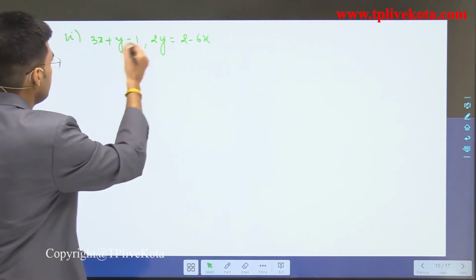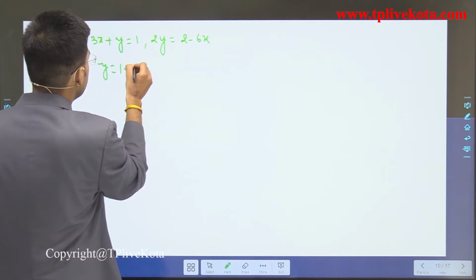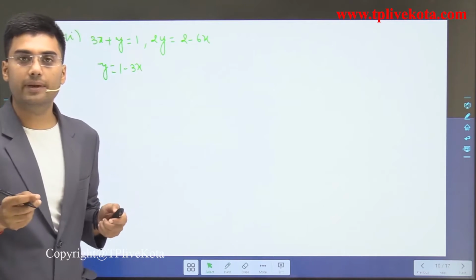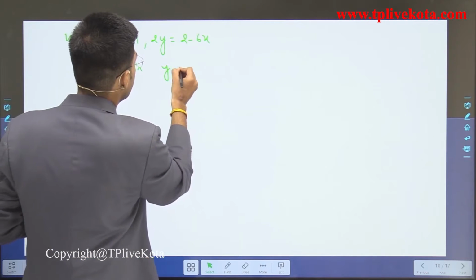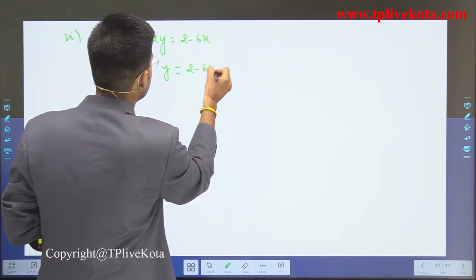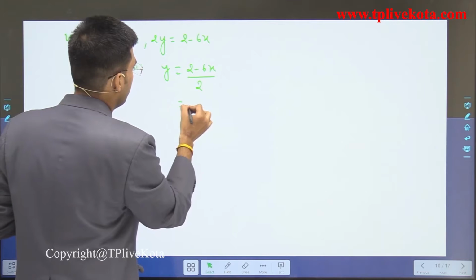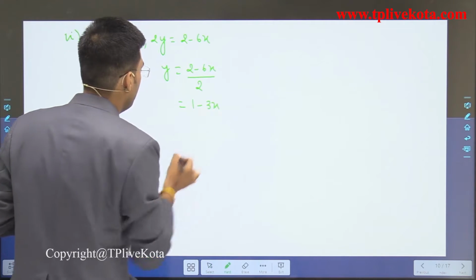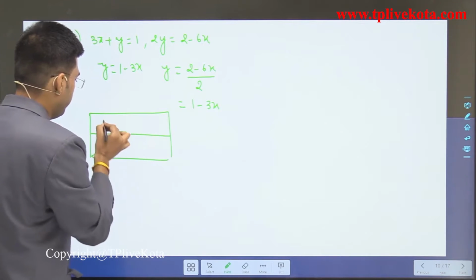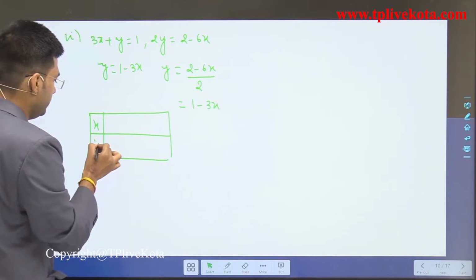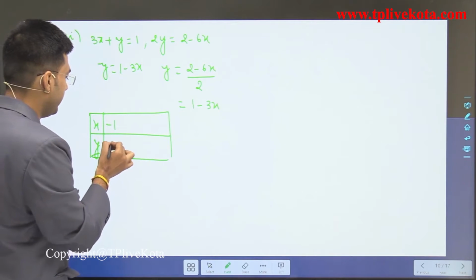So we can write here y is equal to 1 minus 3x, and from here we can write y is equal to (2 minus 6x) divided by 2. So it is equal to 1 minus 3x again. So if we draw the table of values of x and y for this equation, so here if we put x is equal to minus 1, then y is equal to what?